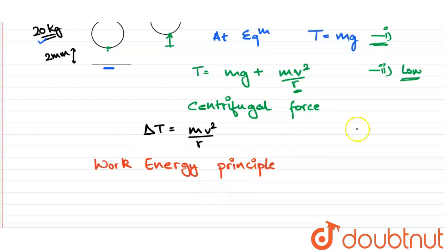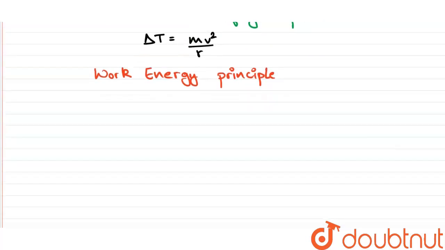Okay. By the work energy principle, we know that half mv square minus 0 equals mgr into (1 minus cos theta). Okay, let's see where this equation comes from.